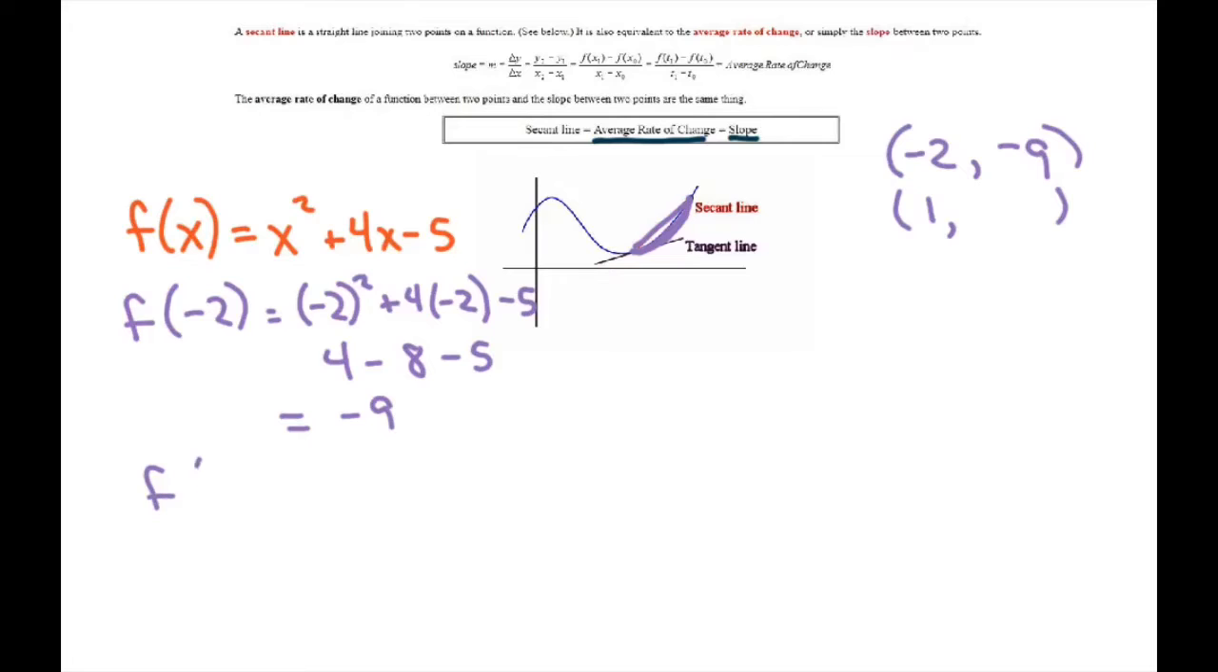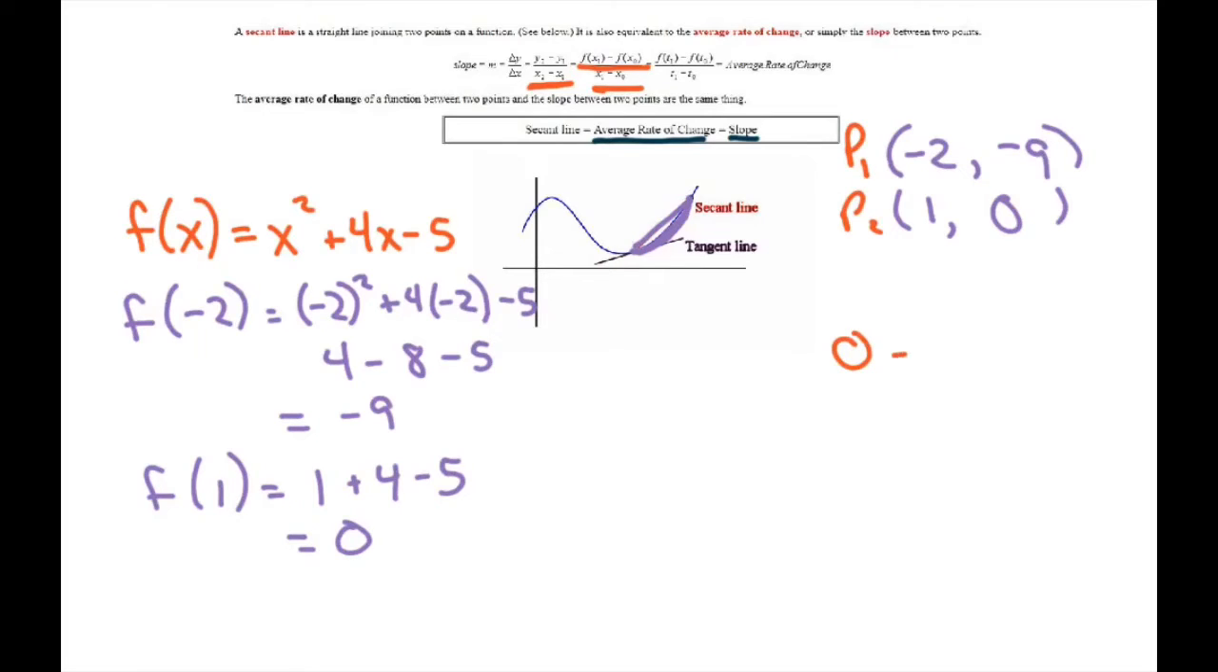And then when you plug in 1, we get 1 plus 4 minus 5. And that's going to be 5 minus 5. That equals 0. So there's your 2 points there. And now all we have to do is just fill that out, because we already did basically the top part of this part. So we'll just call this point 1, point 2. So we have 0 minus a -9, 1 minus a -2. So that's going to be 9 divided by 3 equals 3. So that's your secant line, 3.